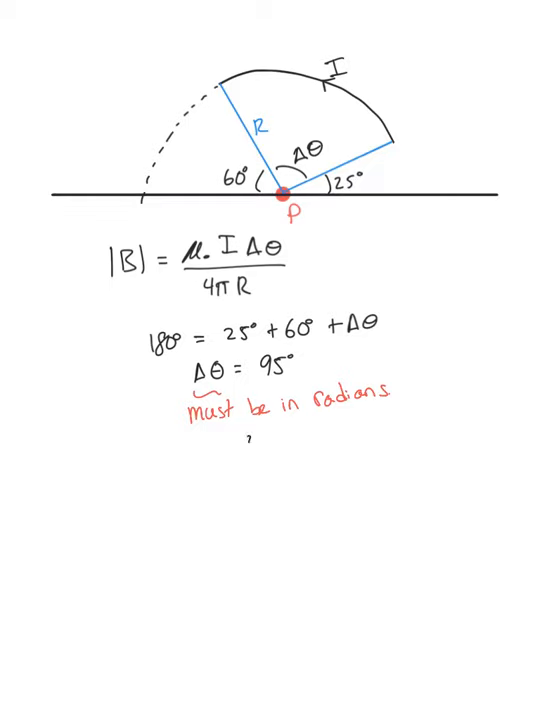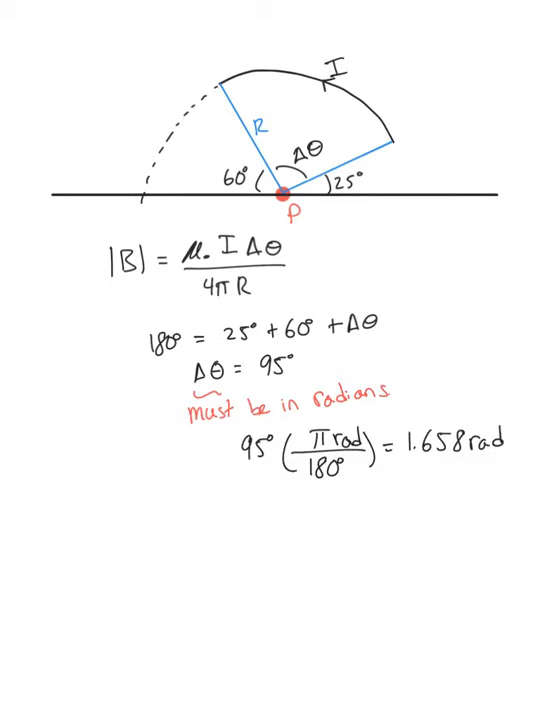And to do that, we simply use our conversion factor. So we take 95 degrees, multiply it by pi radians divided by 180 degrees, which is going to be 1.658 radians.